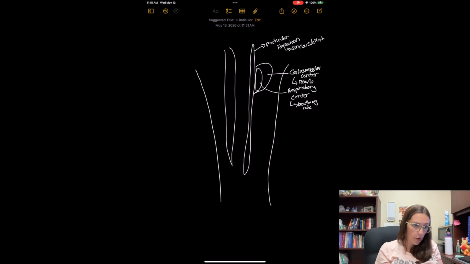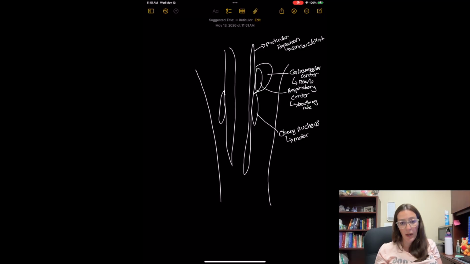We're also going to have, sitting next to it, kind of lower, what's called the olivary nucleus. The olivary nucleus is going to be involved in motor, and it's going to communicate up through the pons up to the cerebellum and coordinating what motor functions we have.